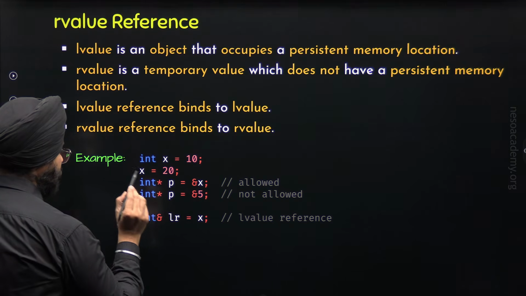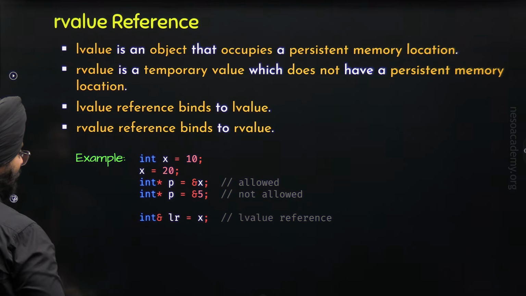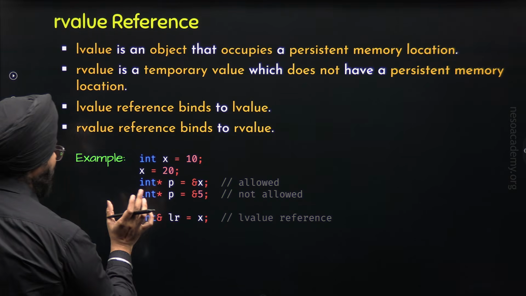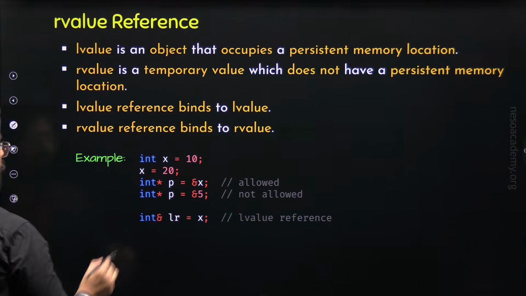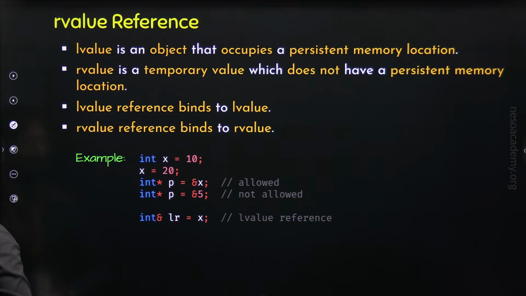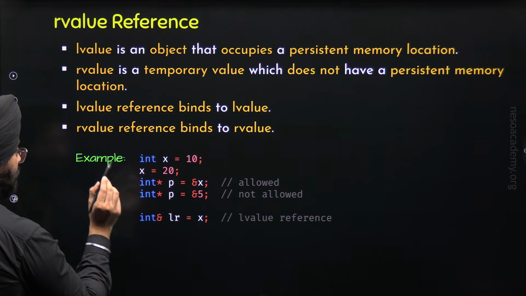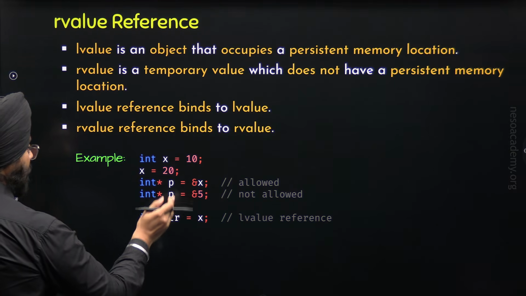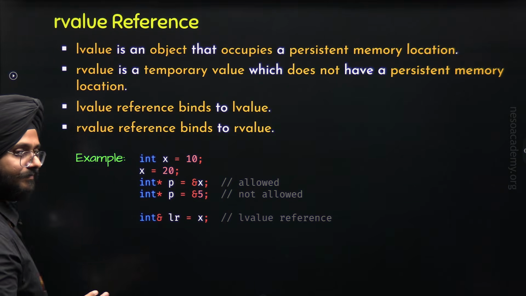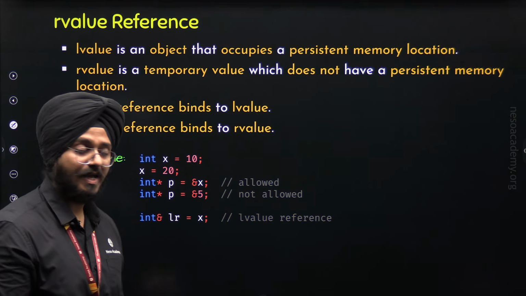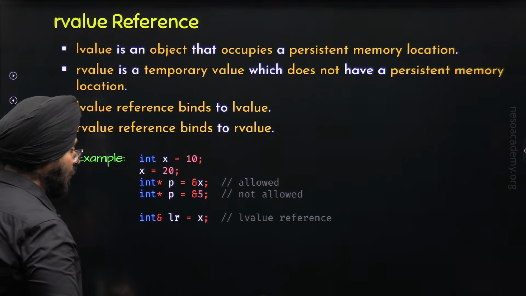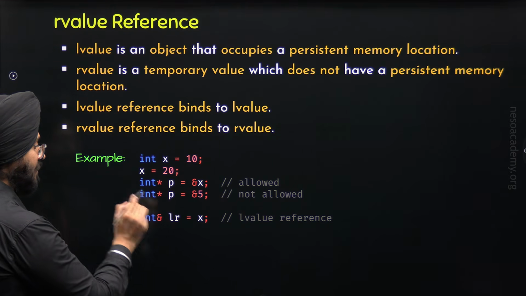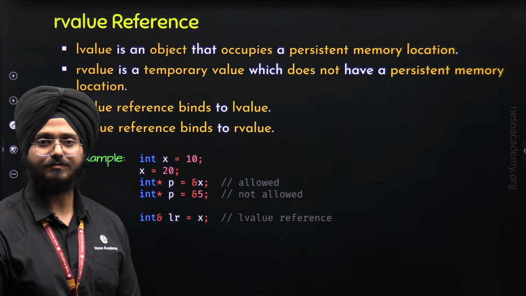I have defined this reference LR. This is an lvalue reference. This is how we define an lvalue reference. We need just one ampersand symbol. Here we have LR, which is the reference to variable x. Therefore, we can use this name in place of x. Here we can also observe that x is an lvalue, and therefore this line is perfectly valid. This is the lvalue reference.